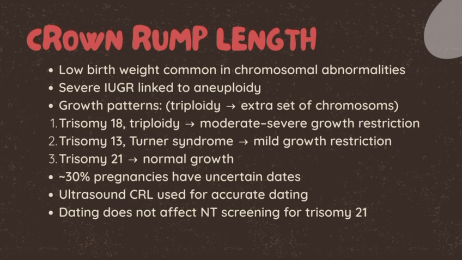Trisomy 18 or diploidy are associated with moderate to severe growth restriction, while trisomy 13 or Turner syndrome typically show mild growth restriction. In contrast, trisomy 21 usually shows normal early growth. Since nearly 30% of pregnancies have uncertain dates, ultrasound measurement of CRL is used for accurate dating. Importantly, correcting gestational age does not affect the screening result for trisomy 21.